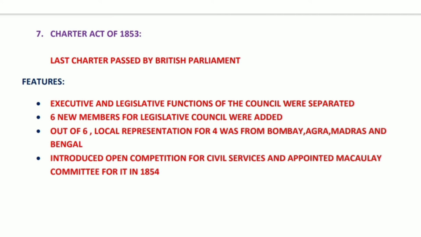So after this local representation, if the council wanted to make a law, then it required the assent of the Governor General. That is, though there was local representation from India, the power to make any law was vested in the hands of the Governor General itself. Later on, this act tried to introduce an open competition system for civil services, and this open competition was open to Indians also. And accordingly, for this system, the Macaulay Committee was appointed in 1854. So this is all about the company rule.